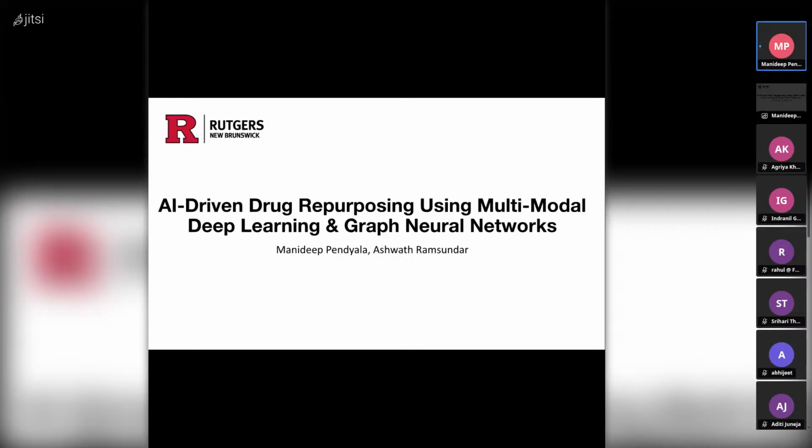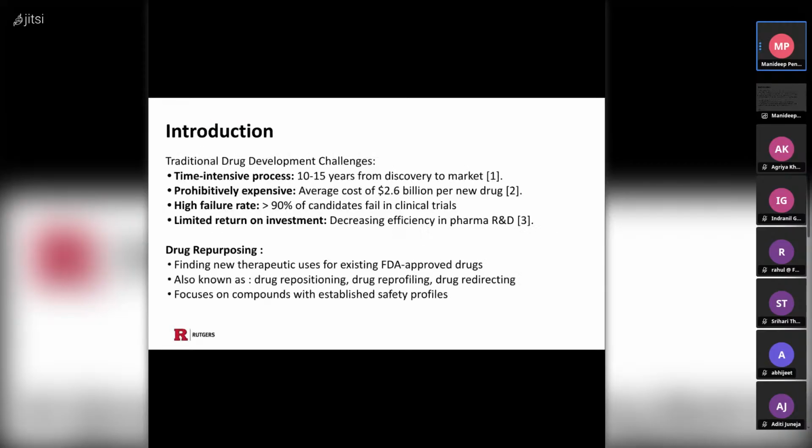My research is about AI-driven drug repurposing. So, technical terms aside, let's just focus on the drug repurposing part, so we understand what I'm trying to do and why.